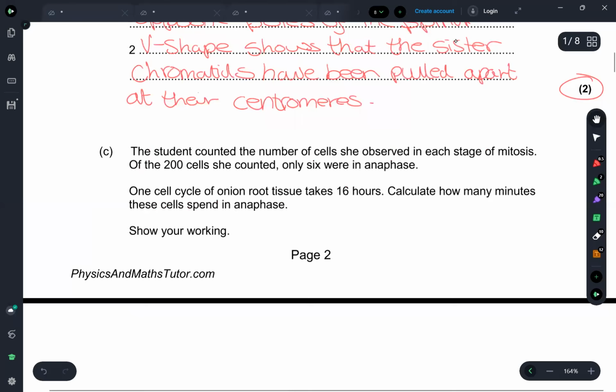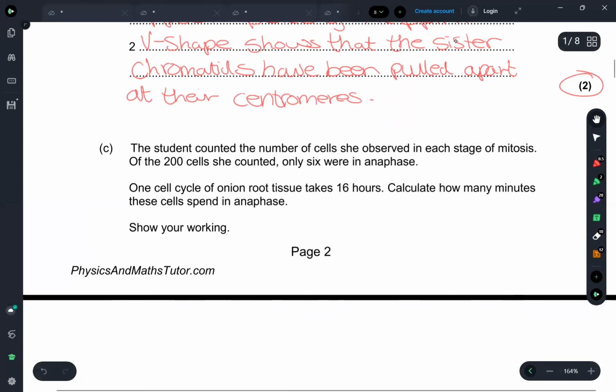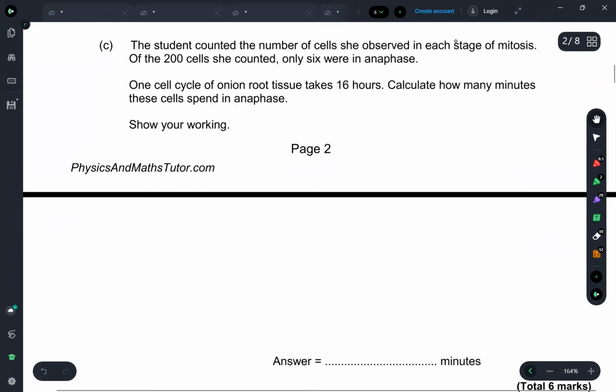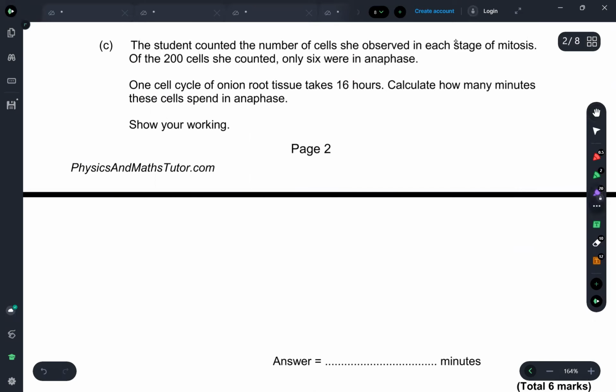So the student counted the number of cells she observed in each stage of mitosis. Of the 200 cells she counted, only 6 were in anaphase. One cell cycle of an onion root tissue takes 16 hours, and it asks you to calculate how many minutes these cells spend in anaphase and to show your working. So let's have another quick look. She's got 200 cells, only 6 were in anaphase. So that's 6/200.